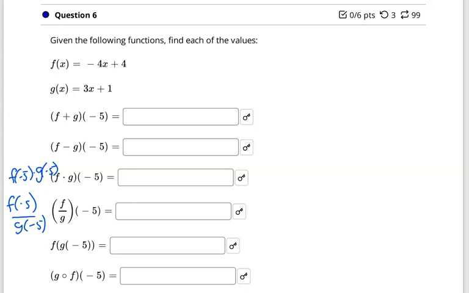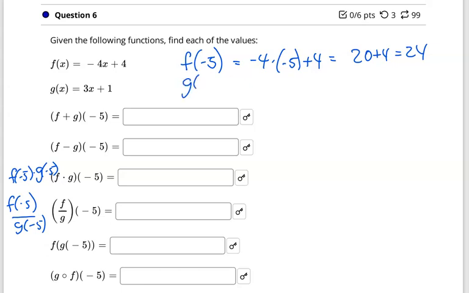So these first 4, if I just find f and g of negative 5, it's just algebra of those two numbers. So let's find f of negative 5. And it's easy to forget that negative 5 and get all the wrong answers. So f of negative 5 is equal to negative 4 times negative 5 plus 4 equals 20. Negative times a negative gives a positive. 20 plus 4 equals 24.